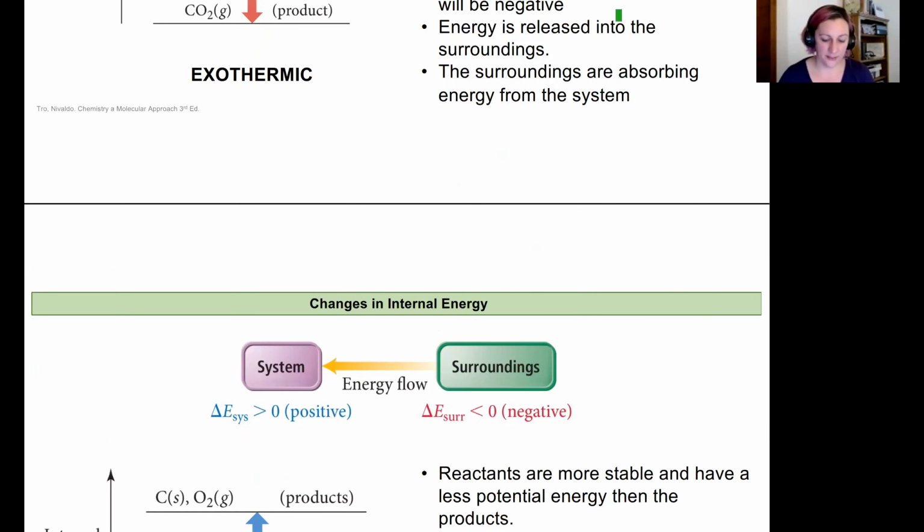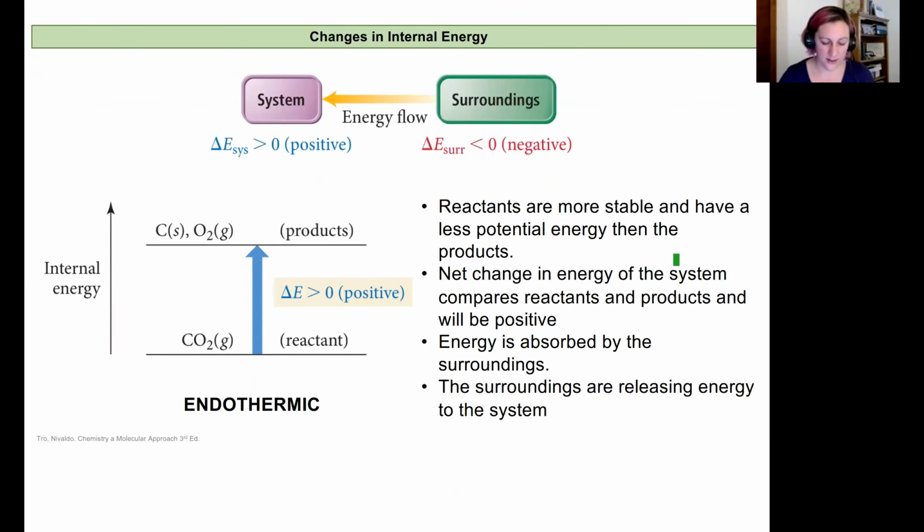So let's look at the opposite. Let's say we have reactants that are really stable, like the carbon dioxide down here, and they undergo a chemical transformation to form products that are less stable, in this case carbon and oxygen. Then the internal energy of our system is increasing as we go from reactants to products, because the potential energy is increasing, since they just aren't as stable a bond.